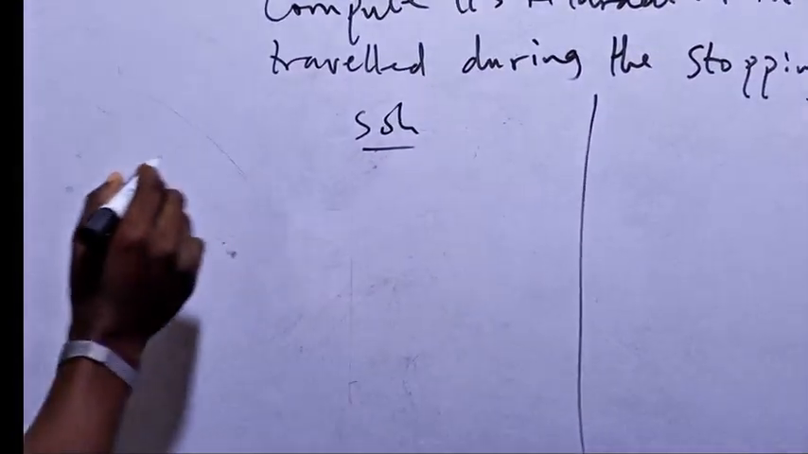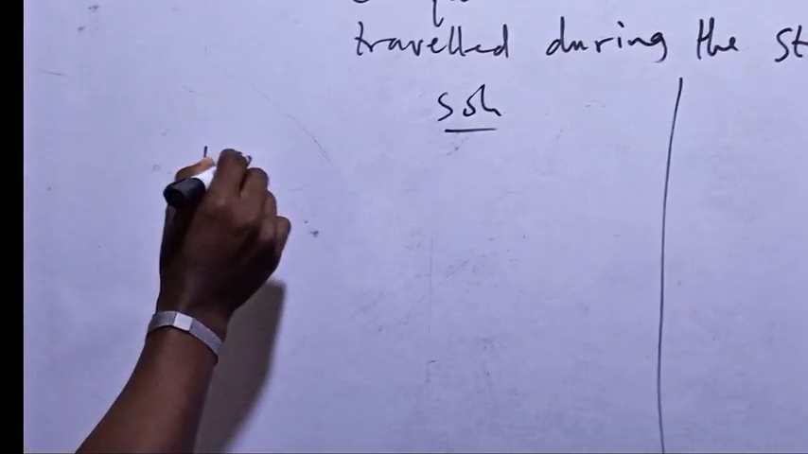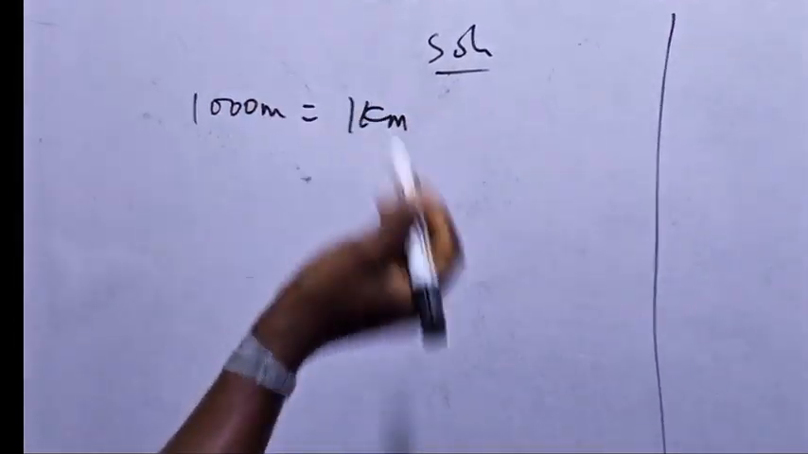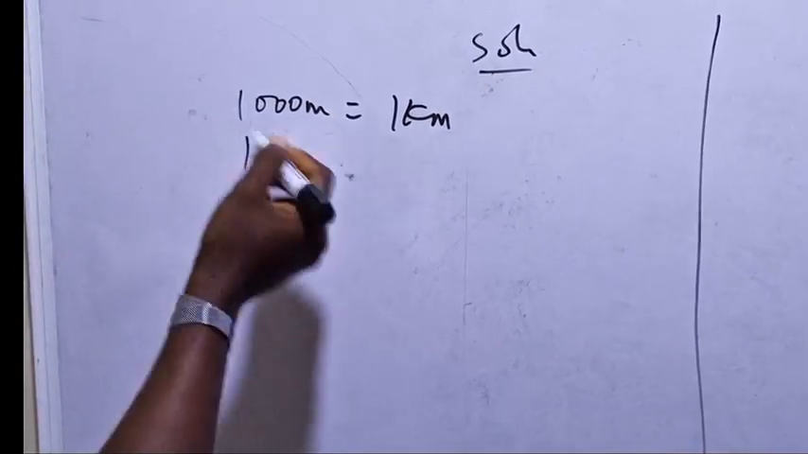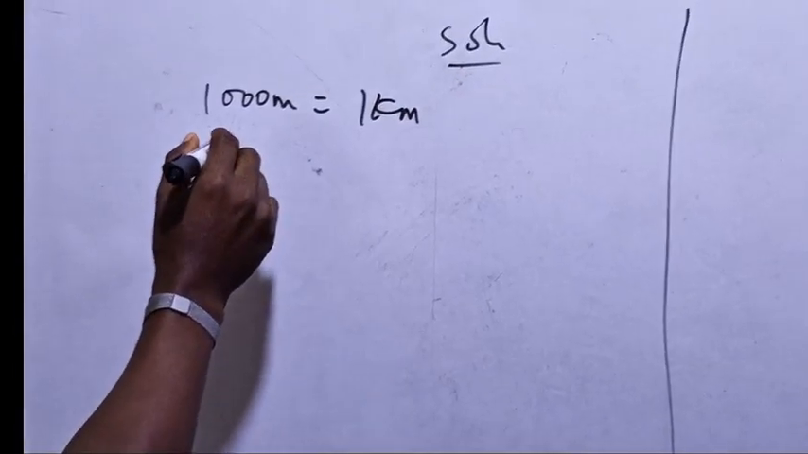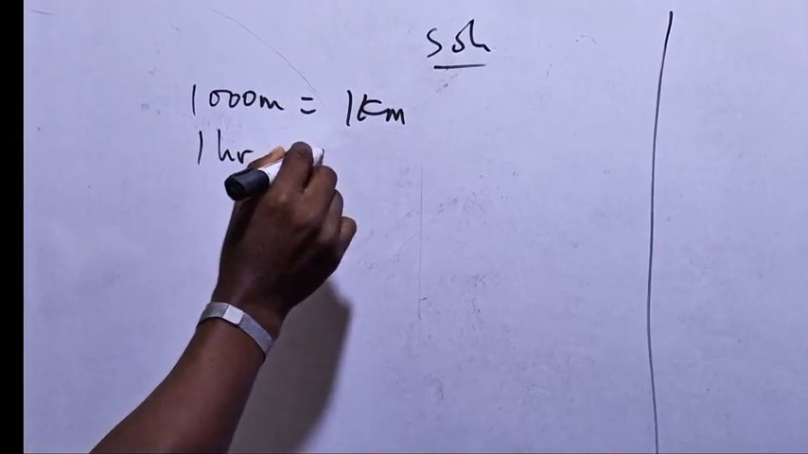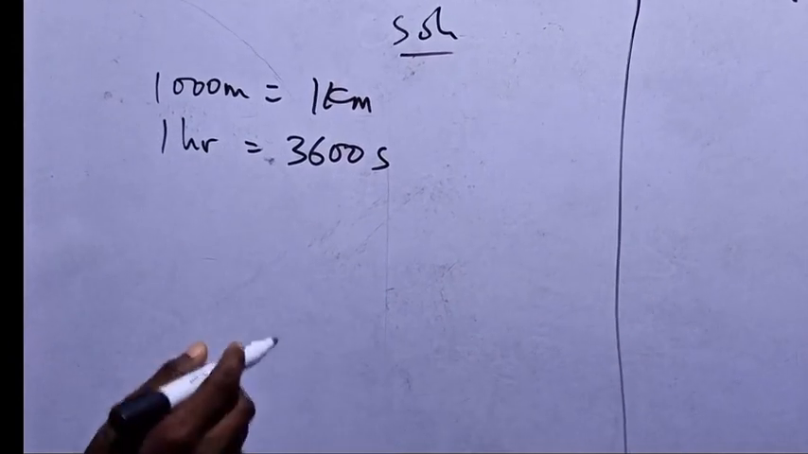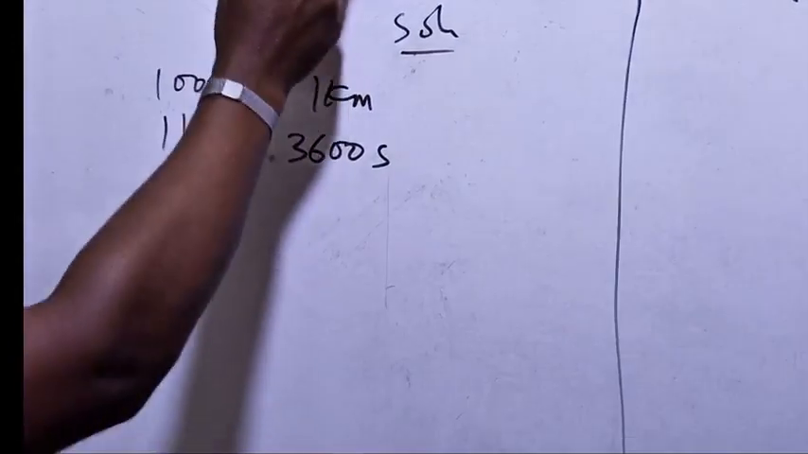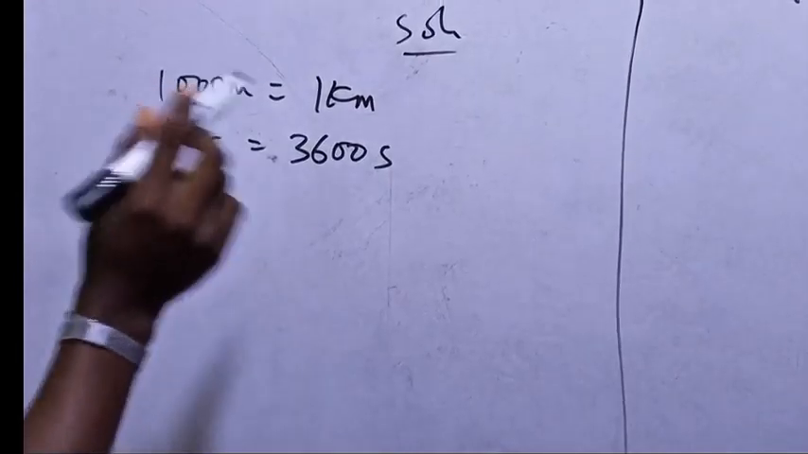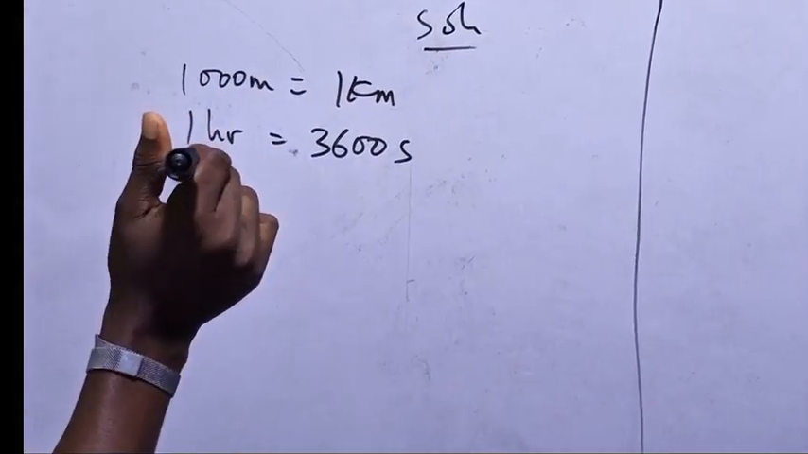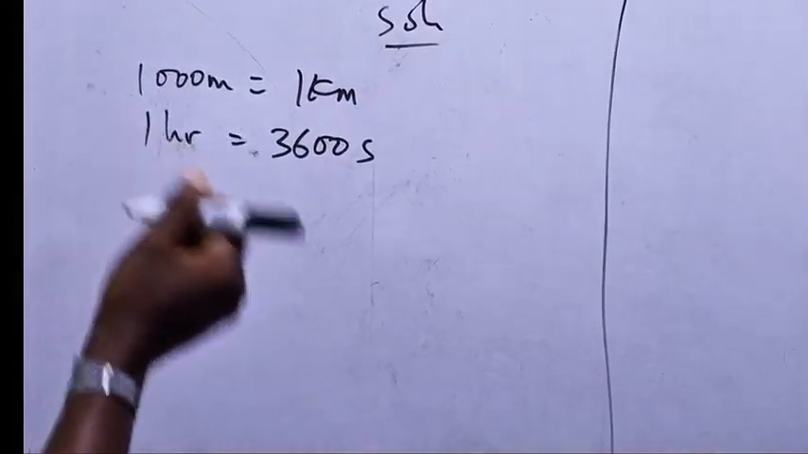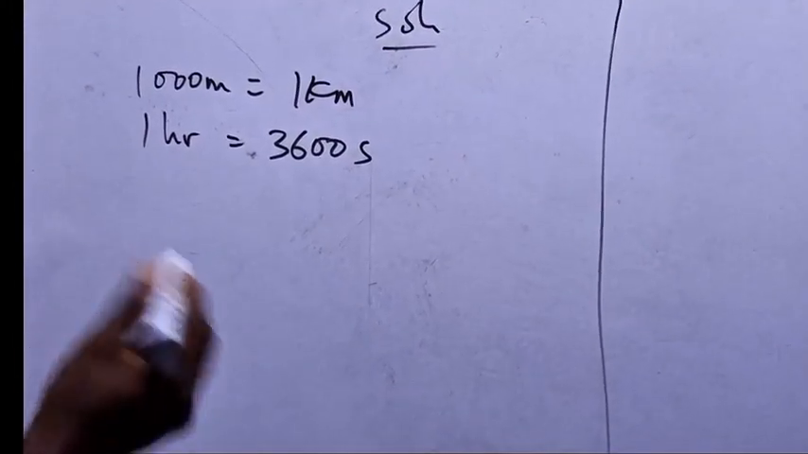We have that 1000 meter is equal to 1 kilometer, from our basic science in early secondary school. We have that 1 hour is equal to 3,600 seconds. Now we have to convert this from kilometer per hour to meter per second. I taught this in mathematics, so if you have not watched it, it's also good that you watch it. It was among the last topics I taught in mathematics.